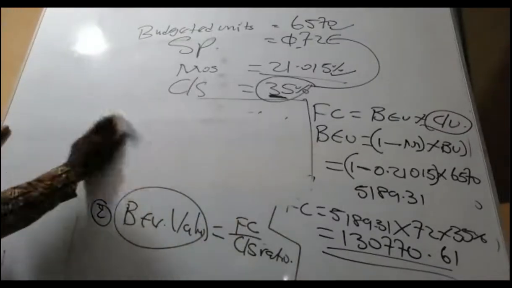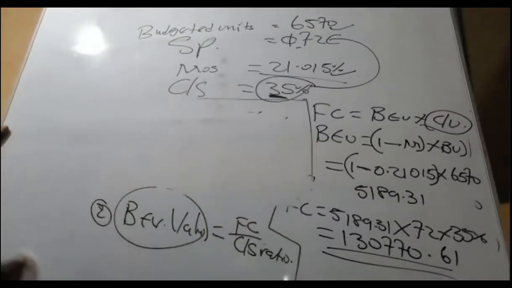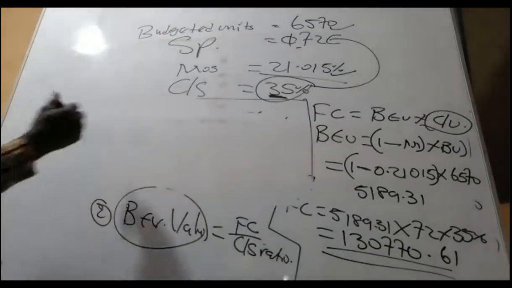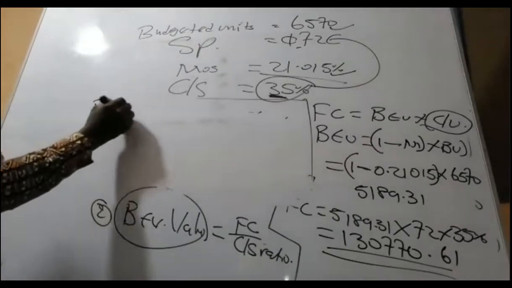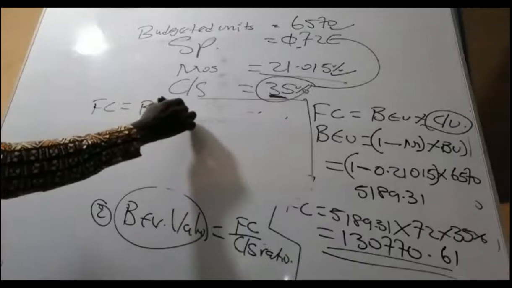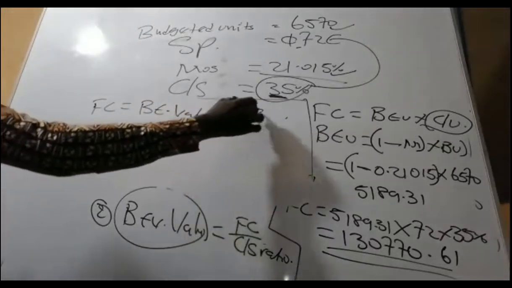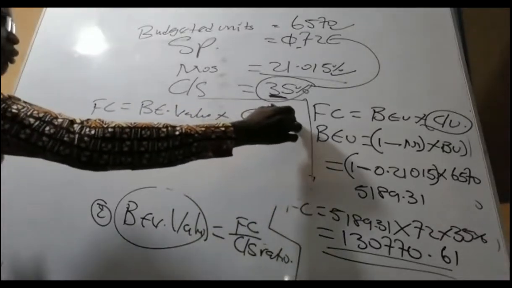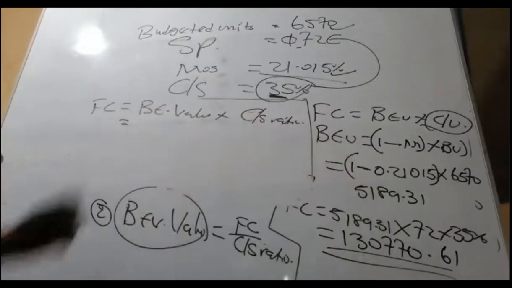Good. Let's start again. Fine. Make fixed cost the subject here. So fixed cost is what? Break-even value times what? CS ratio.